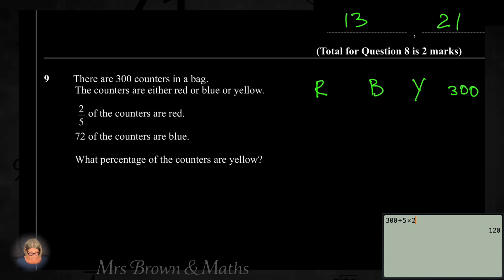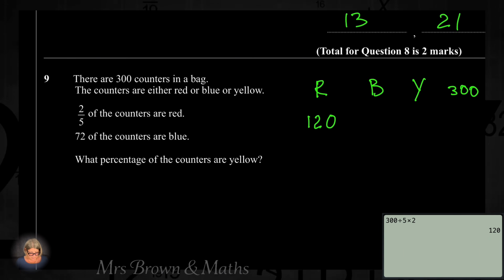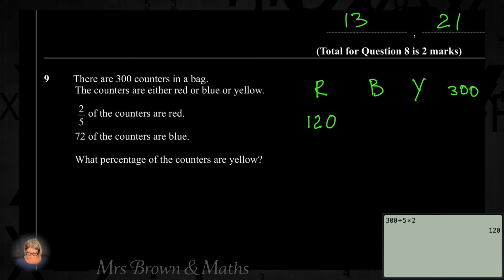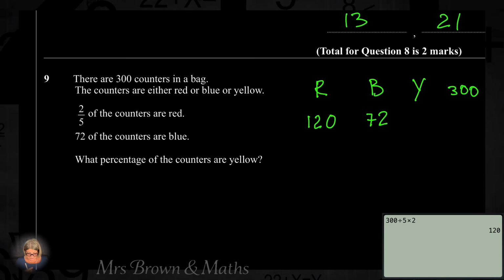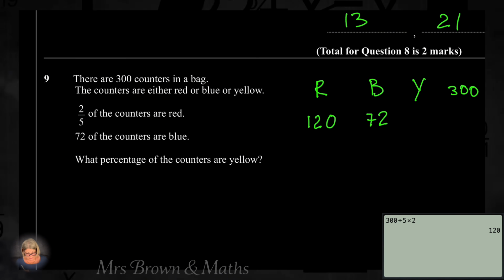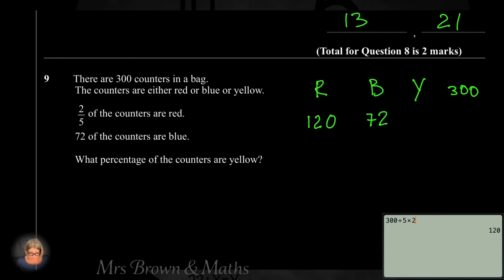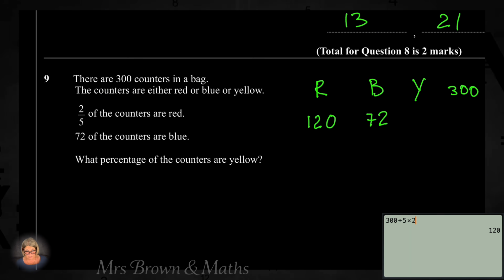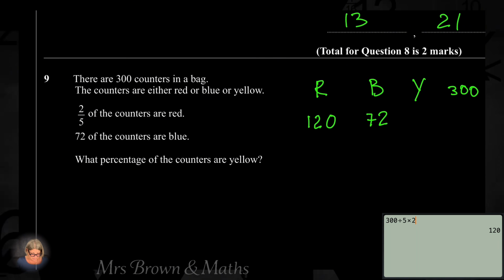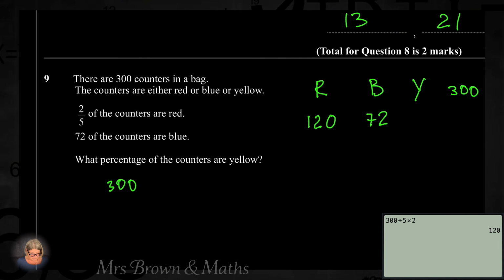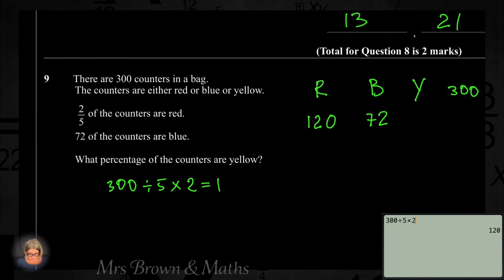120 red. Right, blue are 75, or 72, sorry. Right, don't forget, I already missed it because I was using the calculator. We need to show every step on the paper, even though we're using a calculator. So I have to write 300 divided by 5 times 2 is 120, and you can add in brackets red.